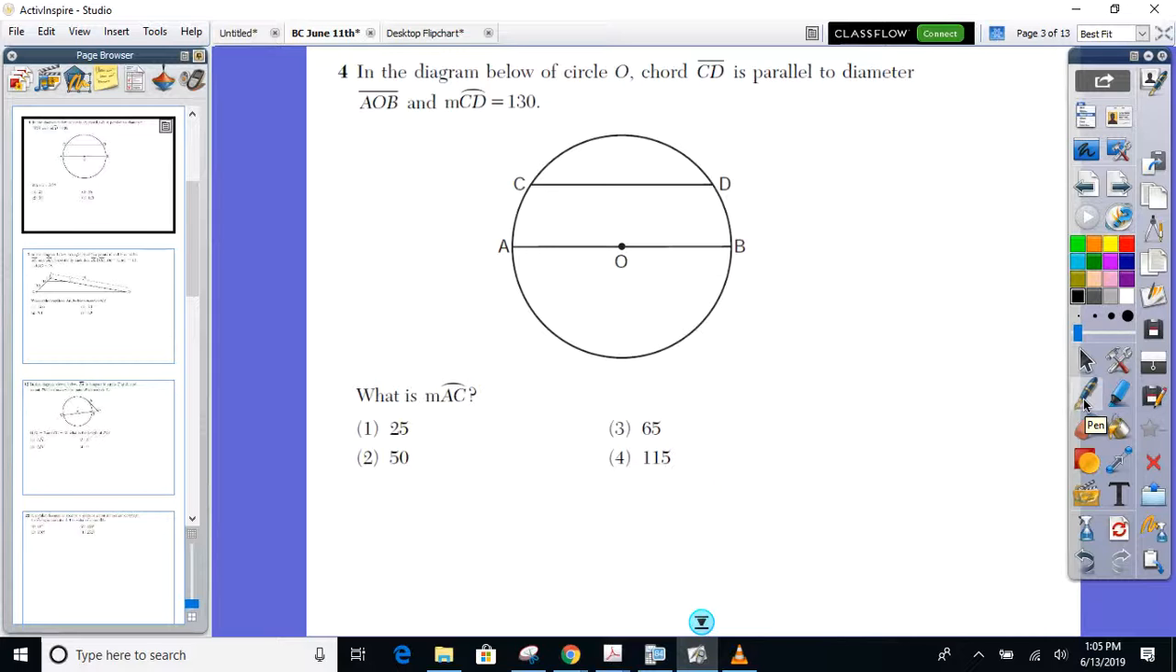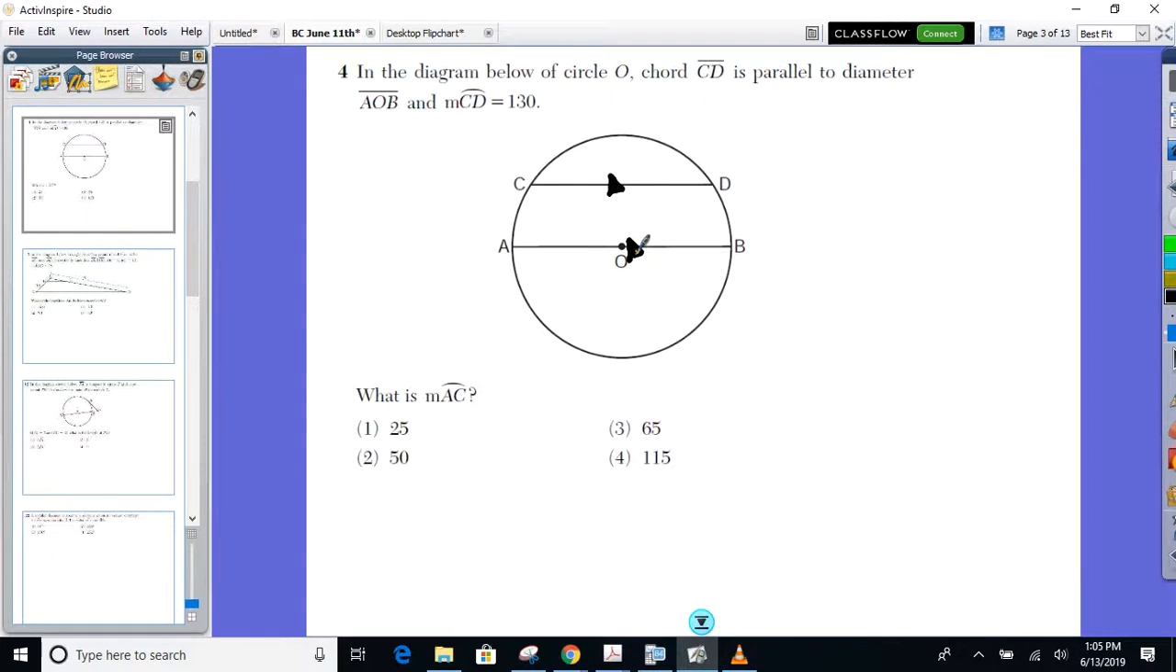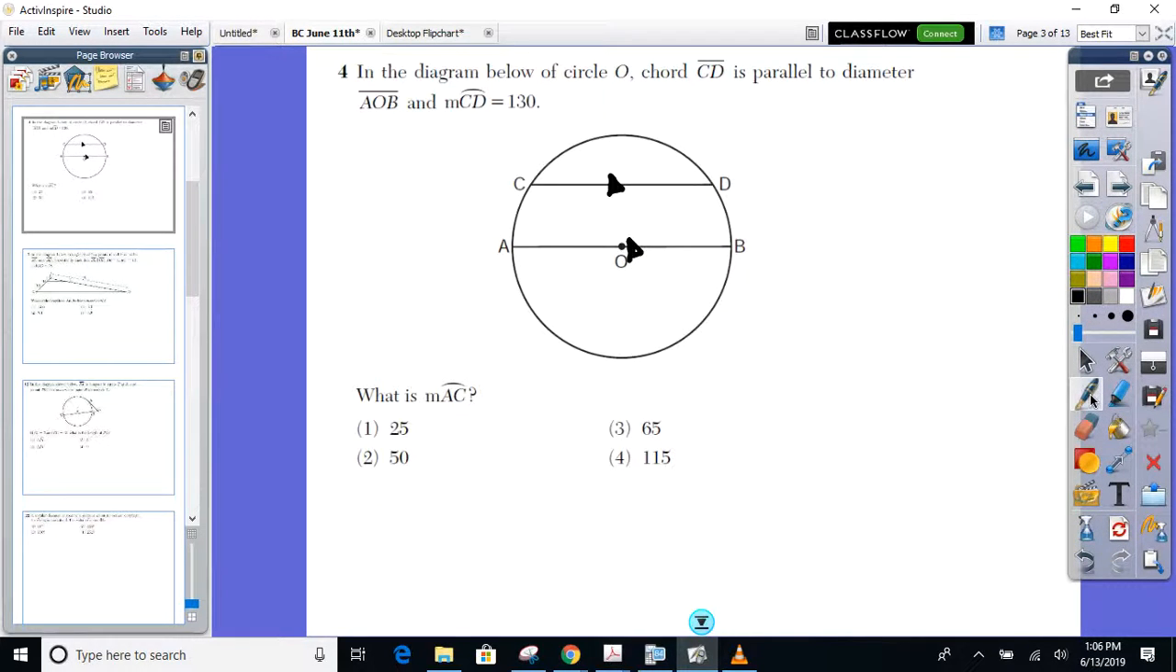Number 4. See if you guys can pull through. All right, I'm going over this one. It's an easy one, but not unless you know the theorem. And that is if 2 chords are parallel, something happens in a circle. And that's why I have your cold hard facts out. If you don't know off the top of your head, let's look it up, because chances are you'll remember it.